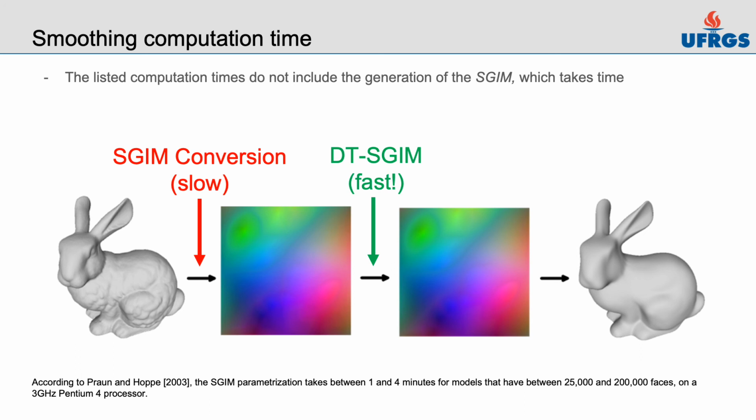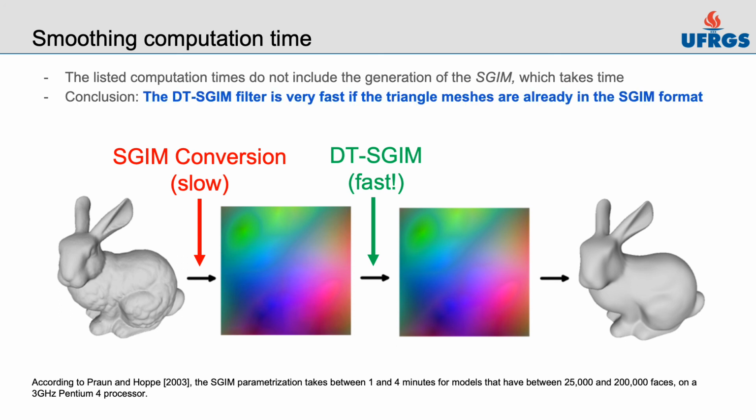Our filter acts on the already available spherical geometry image and generates another spherical geometry image. Therefore, our filter is very fast if the mesh is already a spherical geometry image. Note that the conversion needs to happen only once. After that, it can be filtered as many times as necessary. Also note that rendering a spherical geometry image is a trivial and quick step, so it is feasible to store meshes in this format in real applications.